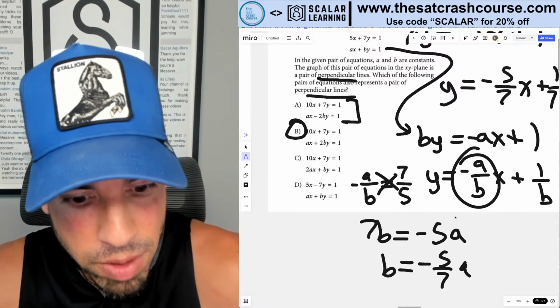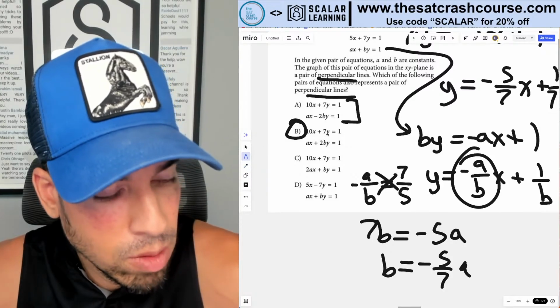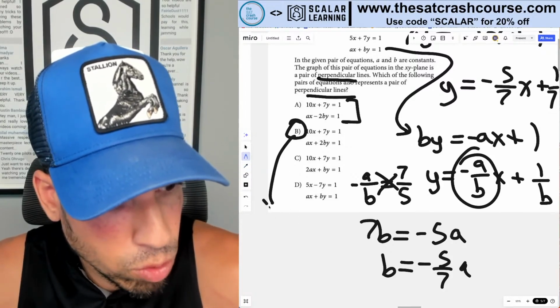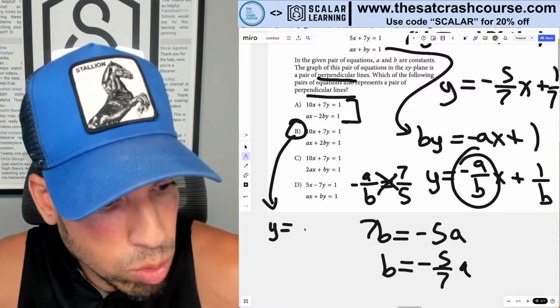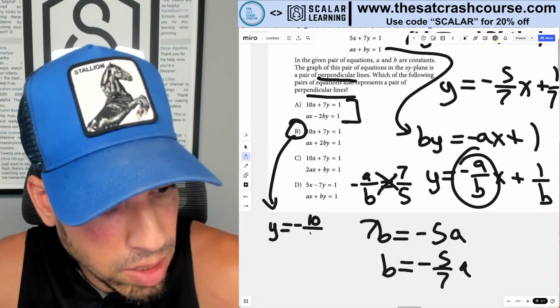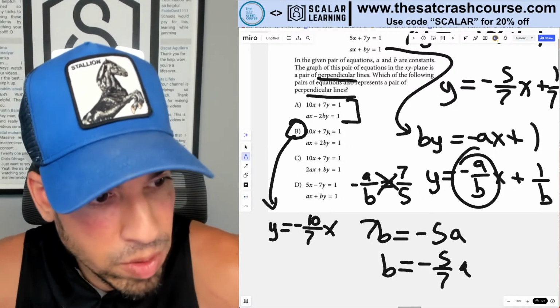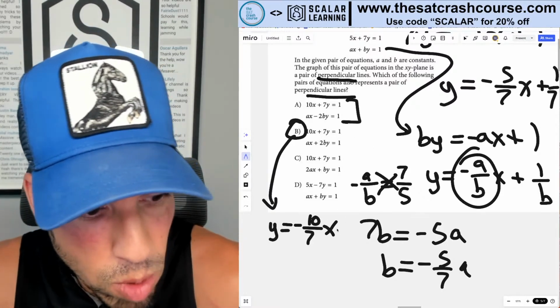Now I'm just going to show you how you can verify this, right? So let's look at B. If we isolate y, I'm just going to do it quickly. I'm not going to go through all the steps. So if we isolate y, it's y is equal to negative 10/7 x. That's subtracting 10x from both sides, dividing by 7. I don't care about the y-intercept.